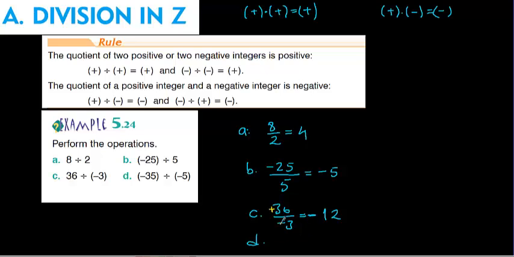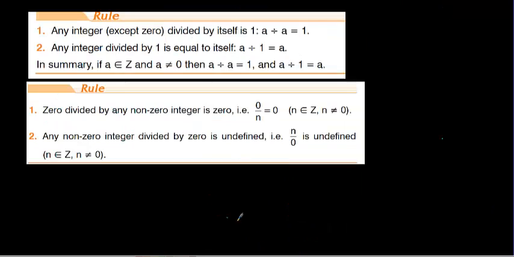The last one is minus 35 over minus 5. The signs are the same, both minus, so the result is going to be plus. So the answer is going to be plus 7. But when there is a plus sign in front of the number, it is not written, so the answer is only 7. This is the last part about the division.